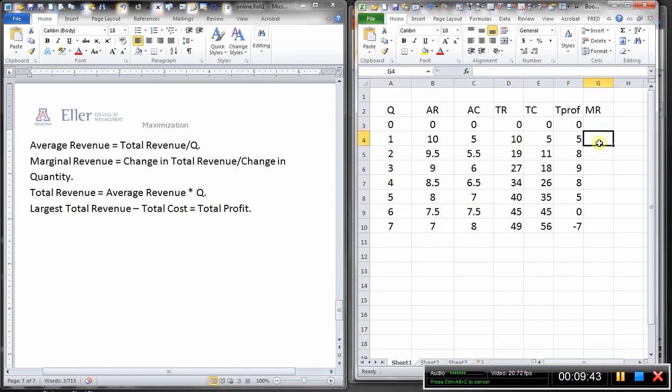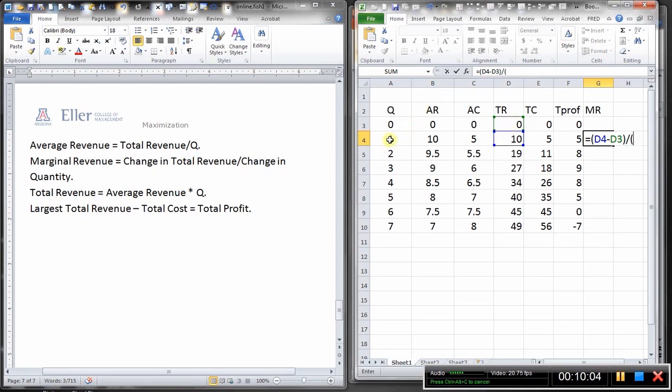So marginal revenue for the first unit is going to be equal to, put this in parentheses, the change in total revenue. And the change in total revenue is going to be 10, which is D4, minus 0, which is D3. Okay? And we want to divide that by the change in quantity.